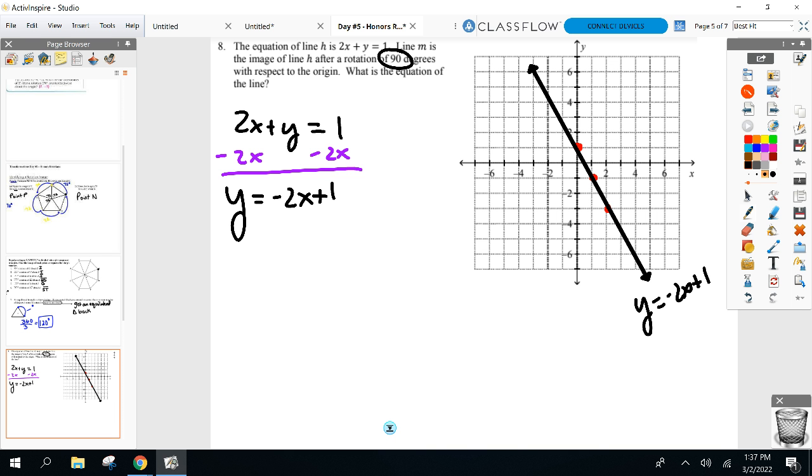Take your paper. It is positive 90, so clockwise or counterclockwise? Counter. Everyone ready? One turn to the left. Look at that line you have in front of you now. I want to know what the equation of that line is.